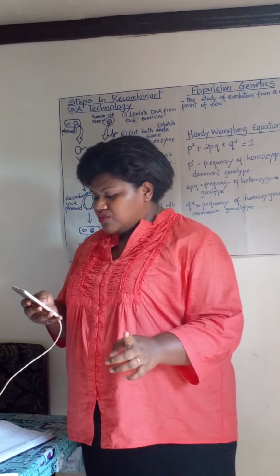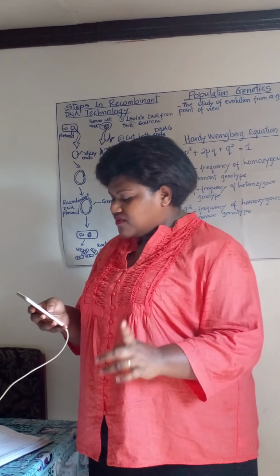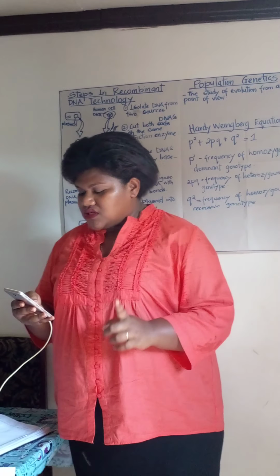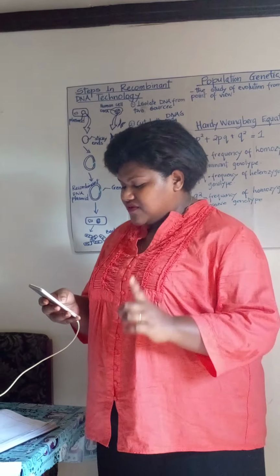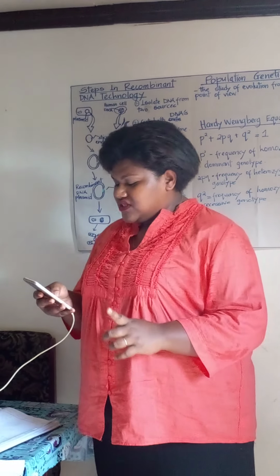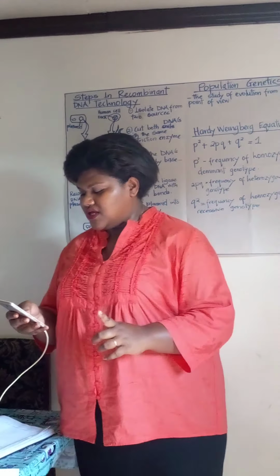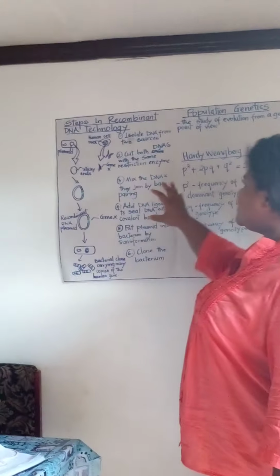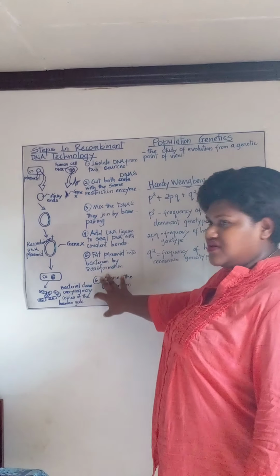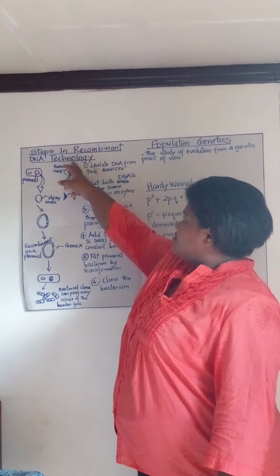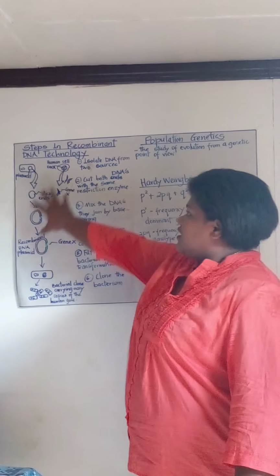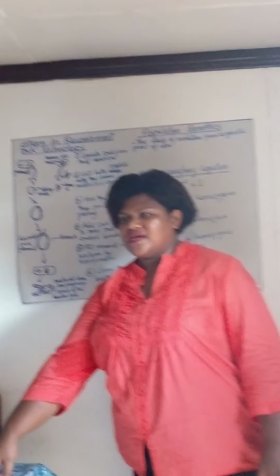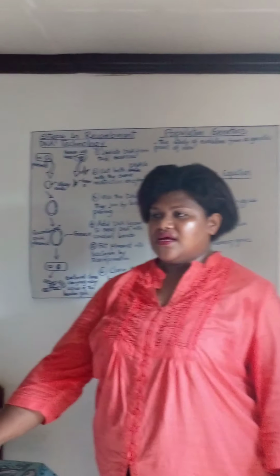Finally, it is to be ensured that the foreign DNA inserted into the vector DNA is expressing the desired character in the host cells. Also, the transformed host cells are multiplied to obtain a sufficient number of copies if needed. Such genes may also be transferred and expressed in other organisms. Those steps I have simplified by putting them on the chart. The steps in recombinant DNA technology: this is the diagram, and this is the summary of what I've already read out.